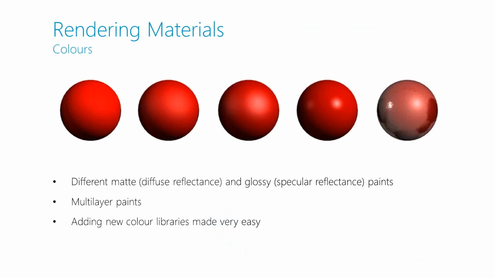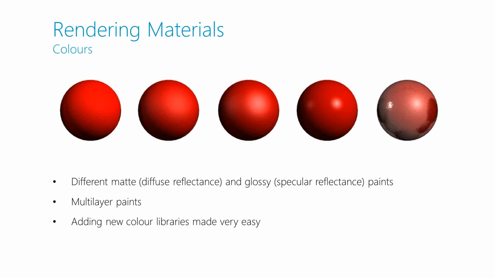Rendering materials have been added in the library. First of all, the color libraries have been updated, all the paints. Before we only had these diffuse reflectance paints available. Now we have different degrees of glossiness, like the 4 first balls in this example.